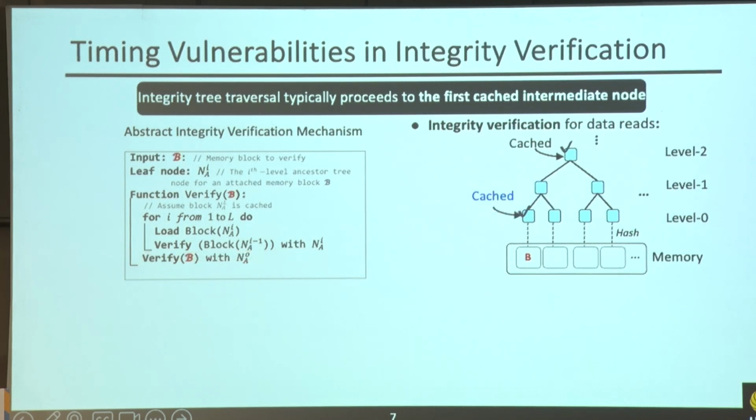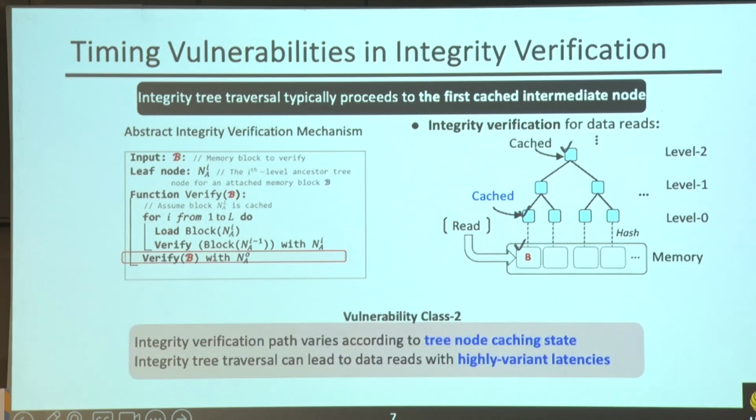And differently, in the second case, if we assume that the leaf node is already cached on chip, which is trusted, then the verification path becomes much simpler. You only need to verify this current block B with its direct parent. And essentially, this leads to the second class of vulnerability we identify, which is that the integrity verification path varies according to the tree node caching status. And this is a known path where you can have multiple levels of caching possibilities. So the integrity tree traversal can lead to data reads with highly variant latencies.